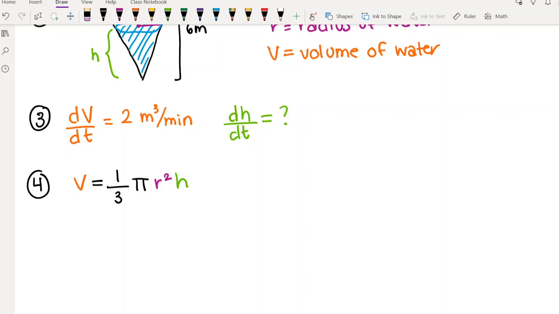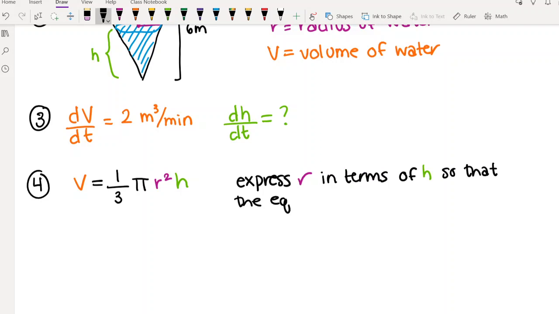So what we're going to do instead is make use of some other information that was given to help us figure out how to get rid of r and express it instead in terms of h. So we're going to express r in terms of h so that the equation doesn't have too many unknowns.